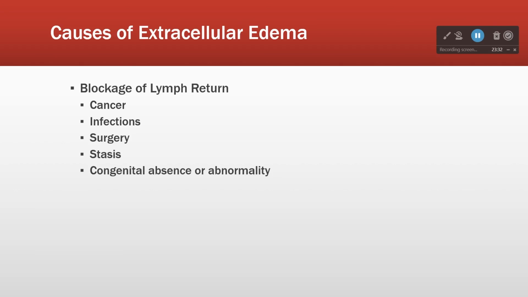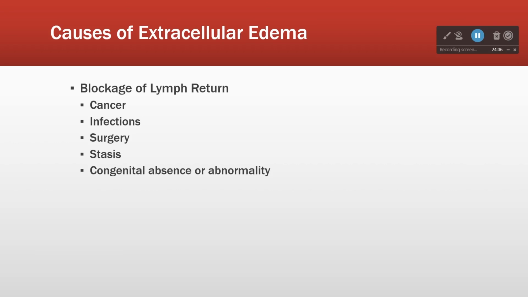Stasis, in other words, the patient's been inactive for a period of time. Remember, the lymph system has no pump. The only pump that moves lymph around is skeletal muscle activity, right? So if you're on a vent, paralyzed in the ICU, you don't have any skeletal muscle activity. So you'll end up with extracellular edema from lymphatic stasis. And then congenital absence or abnormality. There are lots of things that disrupt the lymphatic system.